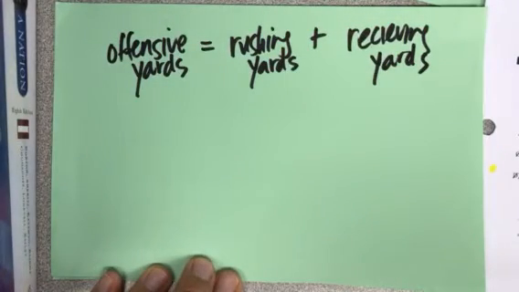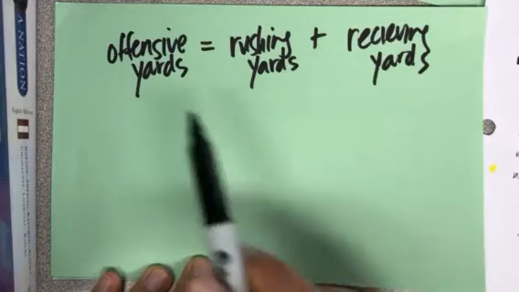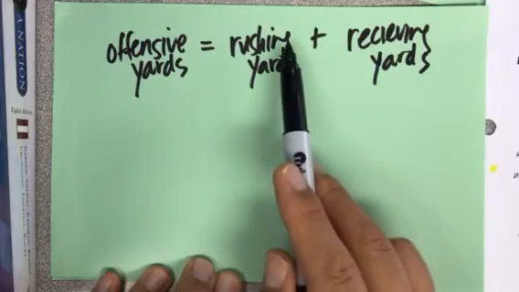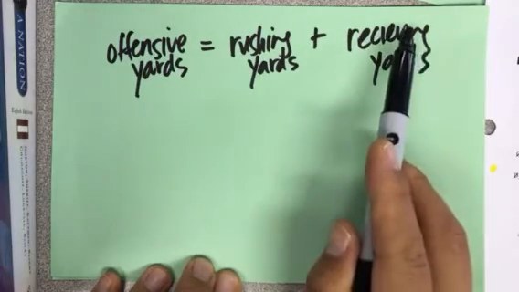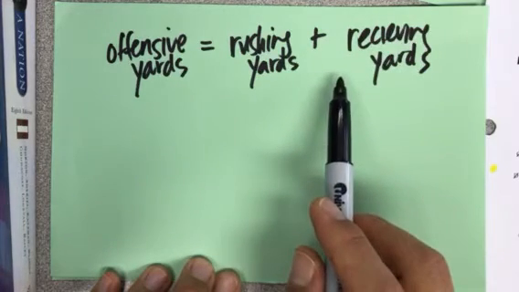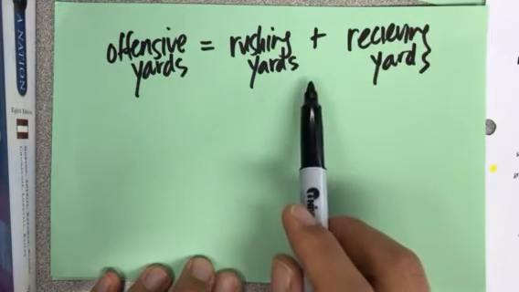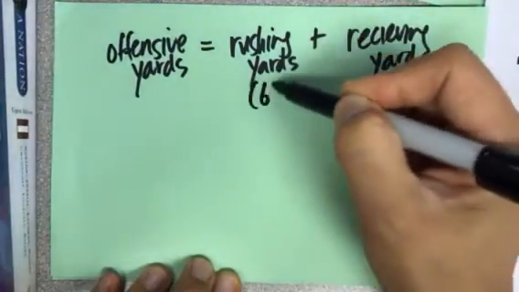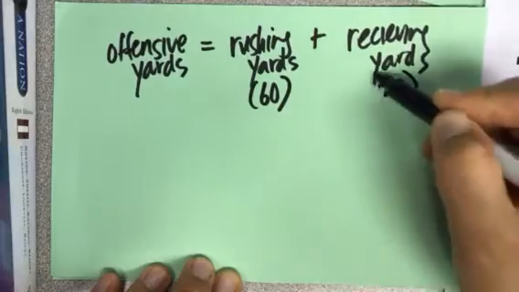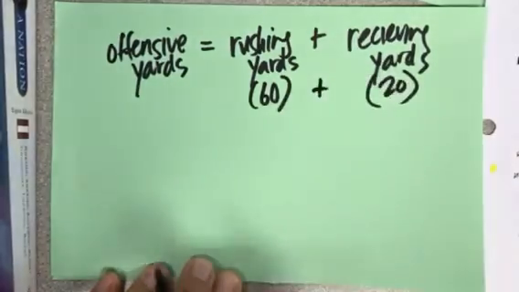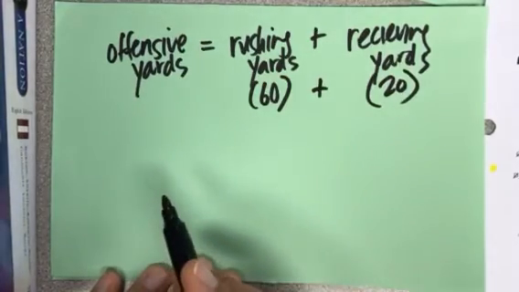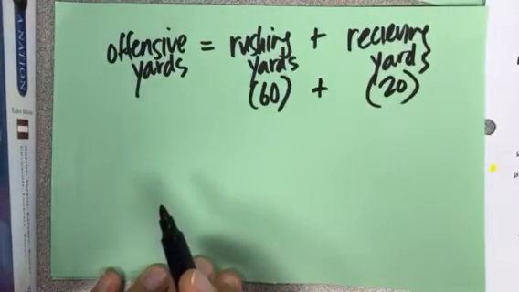Okay, so it says, again, in football, a player's statistics for offensive yards is the sum, which is addition, of his rushing yards and his receiving yards in a game. Ali is the running back on a football team. He averages 60 yards rushing and 20 yards receiving per game. So together his offensive yards would be 80. Okay, but that is during the regular season.